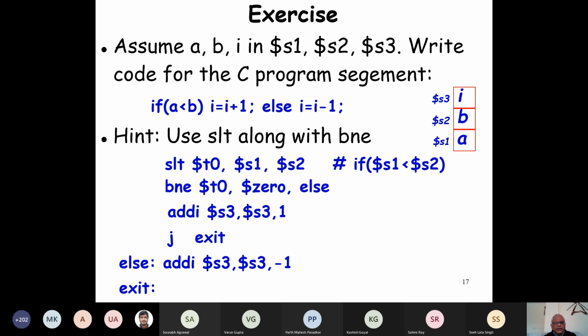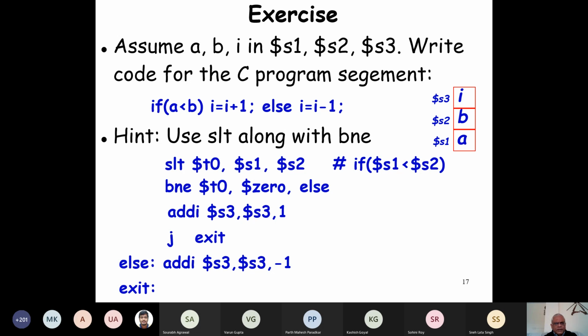If A less than B, increment I, else decrement I. This is the small instruction that we want to write in assembly. And for simplicity, we assume that A, B, and I are already present in the registers S1, S2, S3. So this is the diagram. It shows that S1 contains A, S2 contains B, and S3 contains I. How do we write this program?